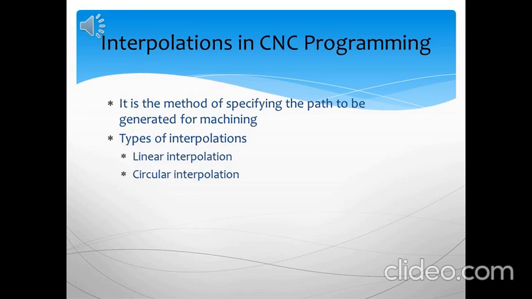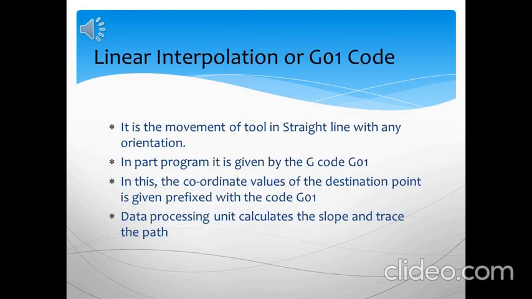Next topic is interpolations in CNC programming. It is the method of specifying the path to be generated for machining. There are two types of interpolations: linear interpolation and circular interpolation. Linear interpolation or G01 code. It is the movement of tool in straight line with any orientation. In part program, it is given by the G code G01. In this, the coordinate values of the destination point are given prefixed with the code G01. Data processing unit calculates the slope and traces the path values given.